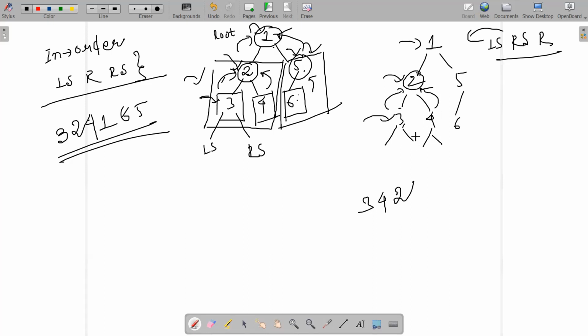Then go back to the root and visit the right subtree. The right subtree starts off from 5, so I am here. There is another subtree, so go to the left subtree: 6, done. Then come back to 5. There is no right subtree, so 5 can be visited. Then you come back to 1. At the end, the root 1 would be visited. That's it.